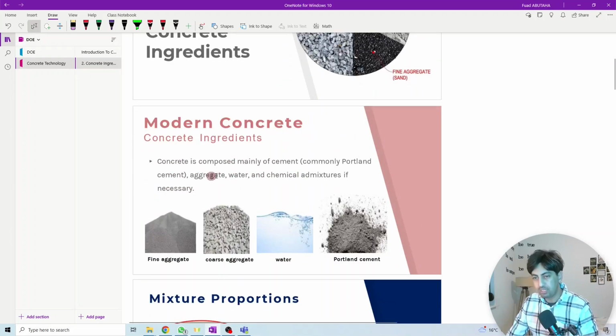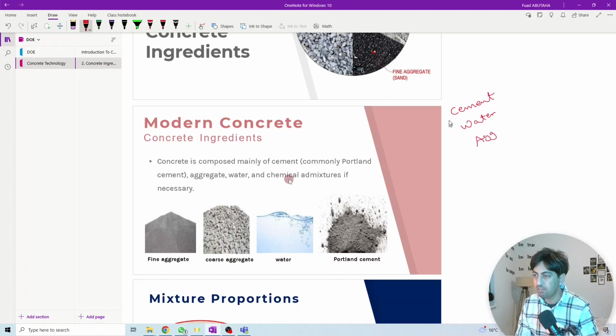The modern concrete ingredients: concrete is composed mainly of cement, especially Portland cement, together with aggregate and water. We discussed this already before. So concrete is made of cement, water, and aggregate. These are the three main ingredients to produce any concrete. And we have two types of aggregate: fine aggregate and coarse aggregate. The fine aggregate is the sand, the coarse aggregate is the gravel or the stone or the rocks, whatever you want to call it. Together they are considered aggregate inside the concrete.